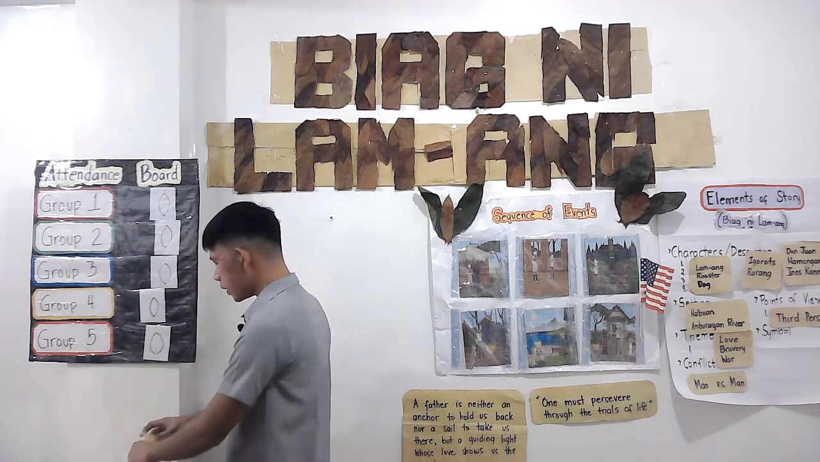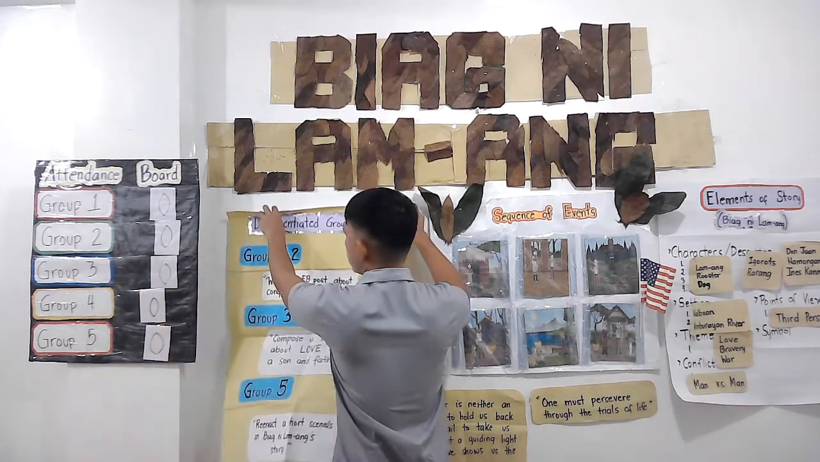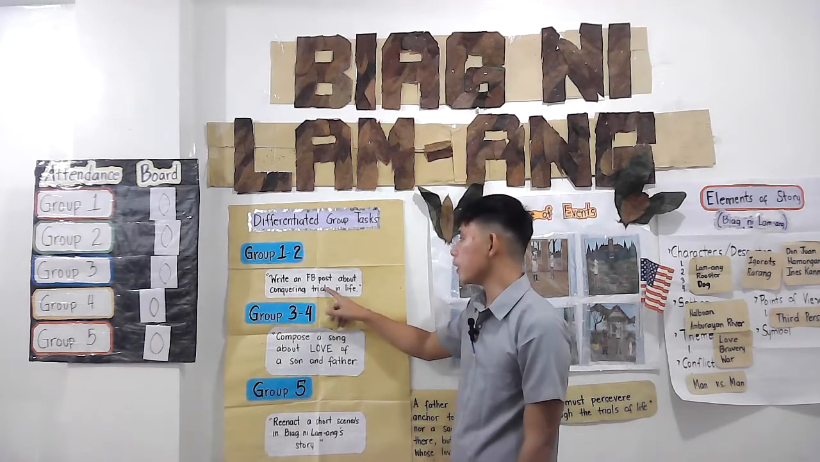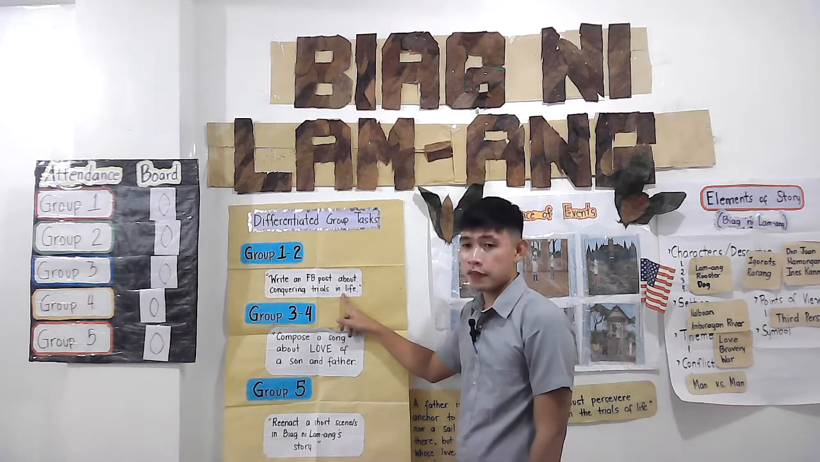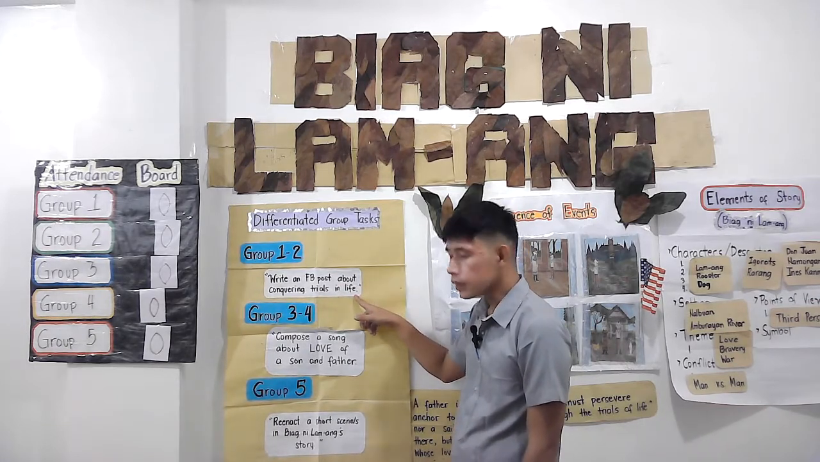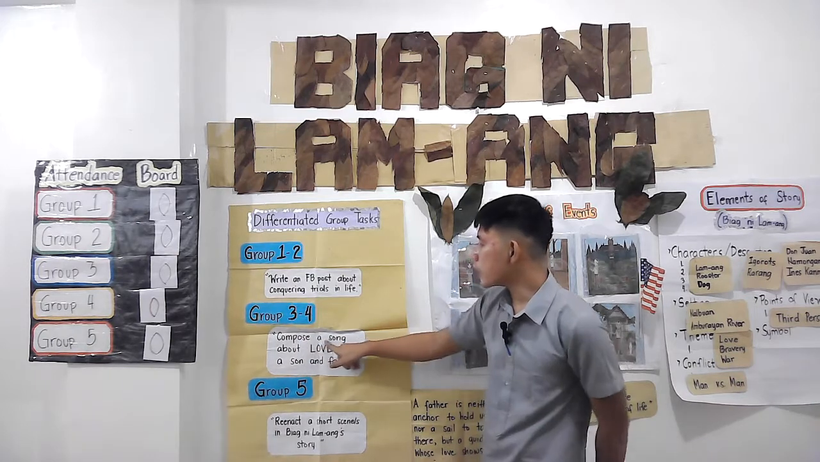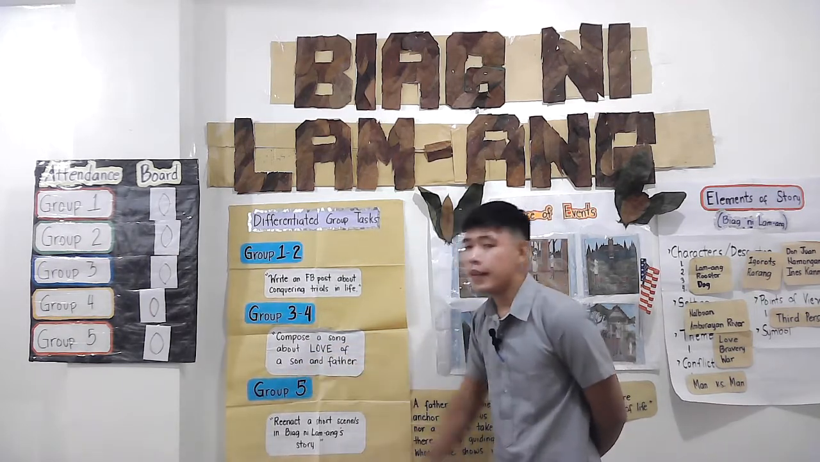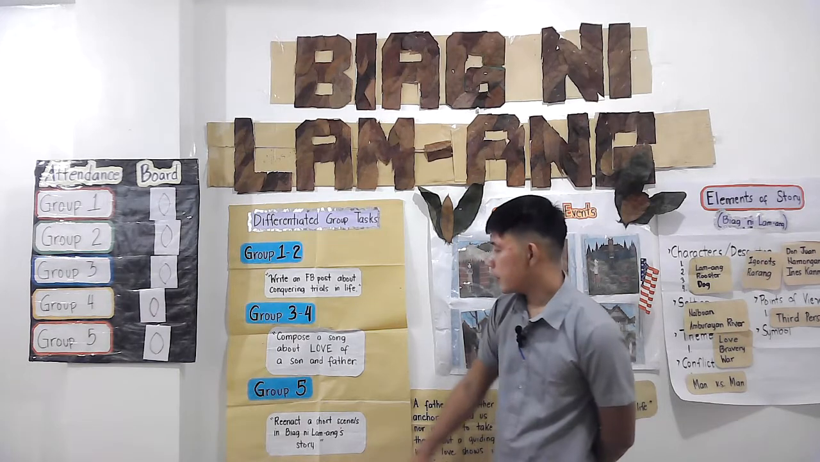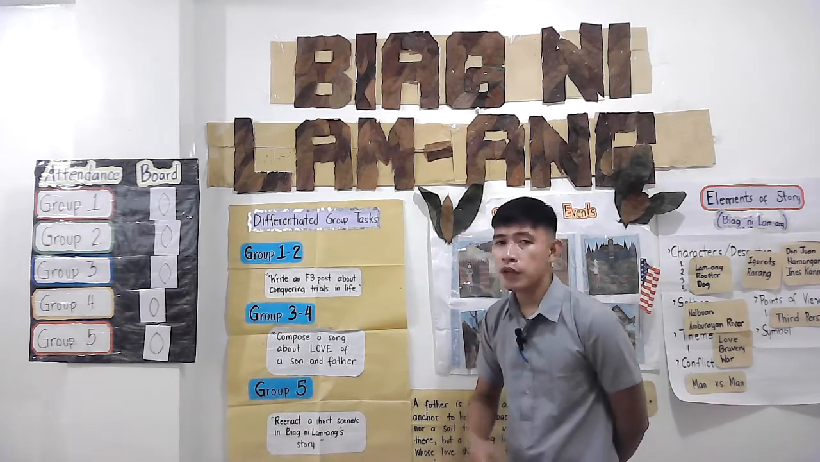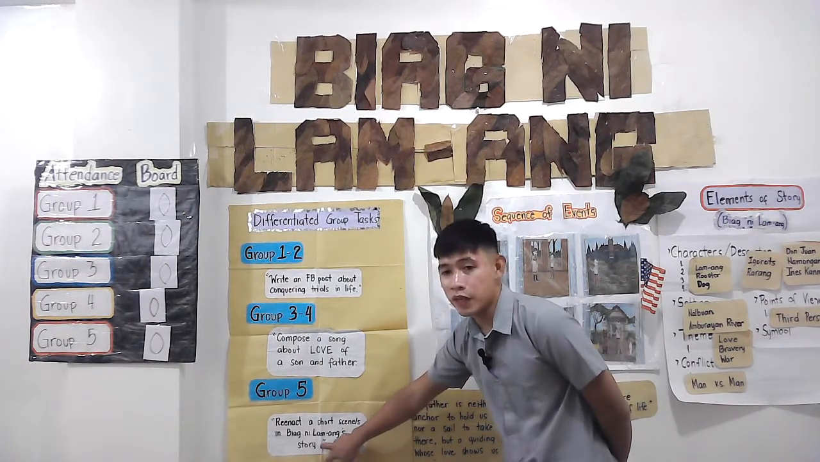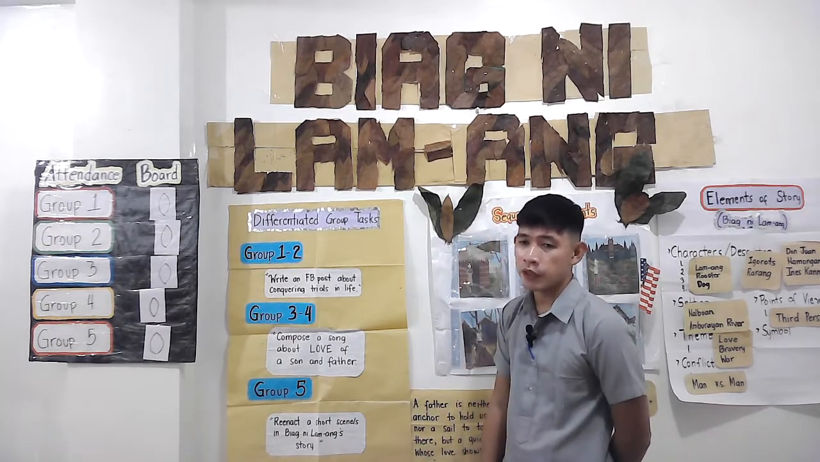First is group 1 and group 2. What you're going to do is write an FB post about conquering trials in life. Again, write an FB post about conquering trials in life. Group 3 and 4, compose a song about the love of a son and father. Group 5, you're going to reenact a short scene or scenes in the Biag ni Lam-ang story. You just need to choose which scene you're going to portray.